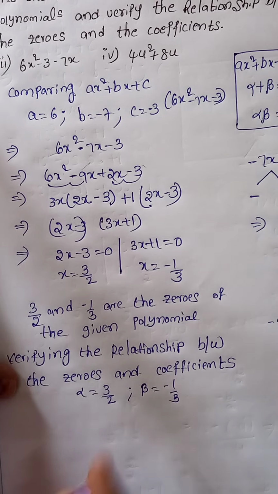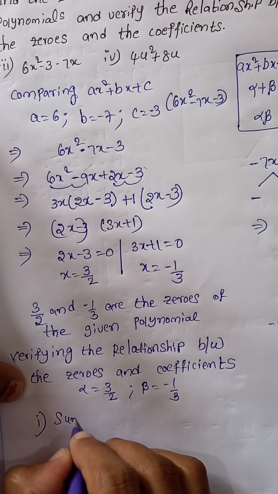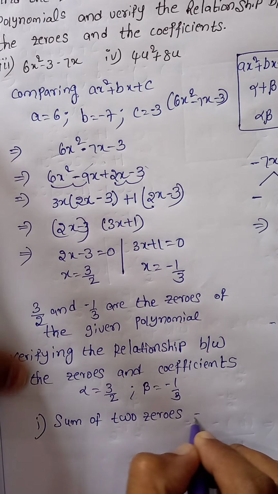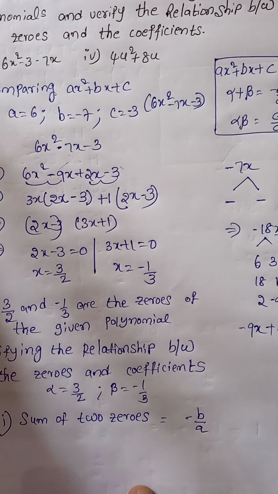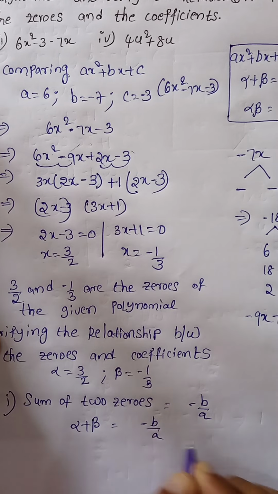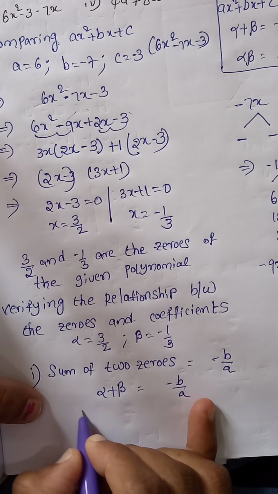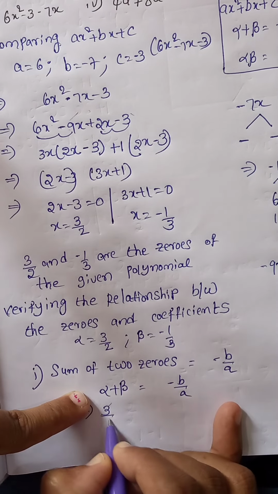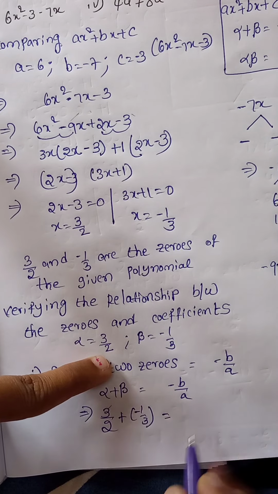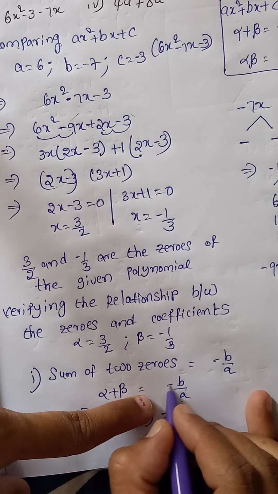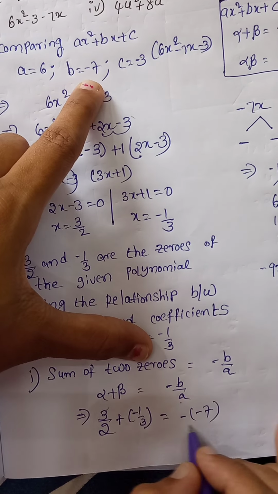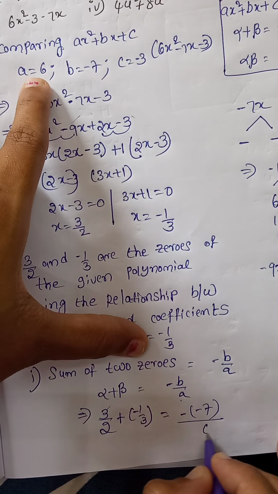What is the first case? Sum of two zeros should be equal to minus b by a. Alpha plus beta equal to minus b by a. Okay. First substitute, what is the alpha value? 3 by 2 plus what is the beta value? Minus 1 by 3 equal to minus b by a. First write minus. What is the b value? Minus 7 divided by a. What is the a value? 6. Okay.